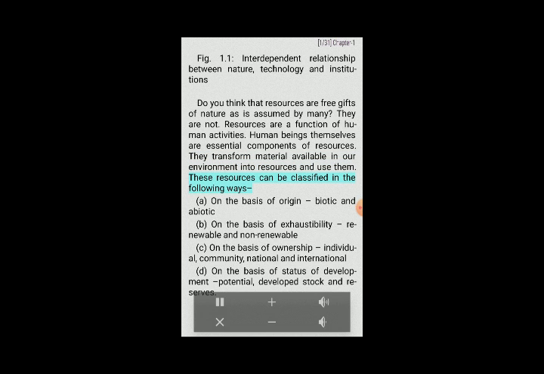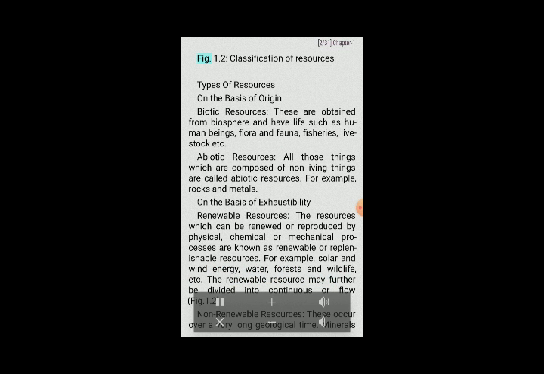These resources can be classified in the following ways. A. On the basis of origin, biotic and abiotic. B. On the basis of exhaustibility, renewable and non-renewable. C. On the basis of ownership, individual, community, national and international. D. On the basis of status of development potential, developed, stock and reserves. Fig. 1.2. Classification of resources.